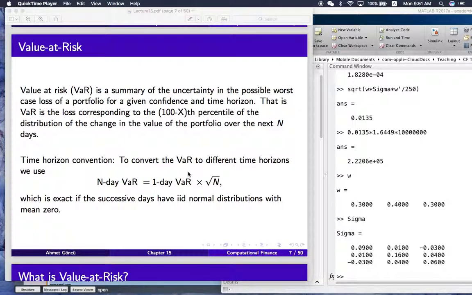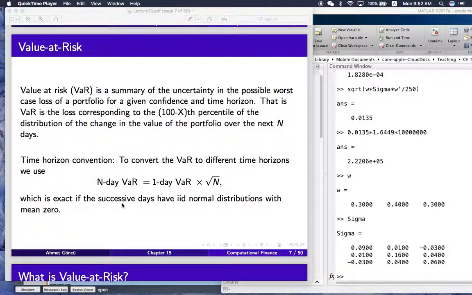You can also convert the daily value at risk that you might have calculated using the daily, let's say, return data into the n-day value at risk using the simple conversion formula here by simply multiplying the one-day VAR with square root of n. So that gives you the n-day value at risk. This is going to be correct perfectly if the successive days have IID normal distributions with mean 0.